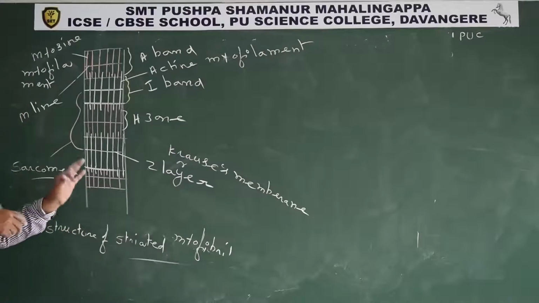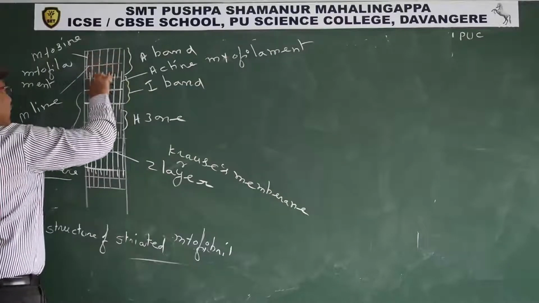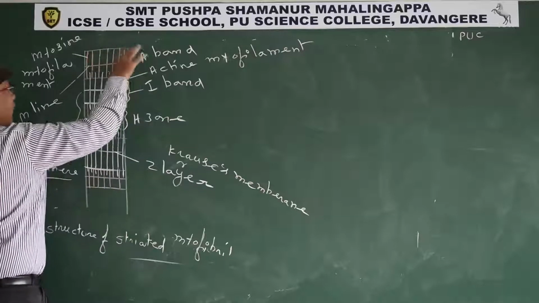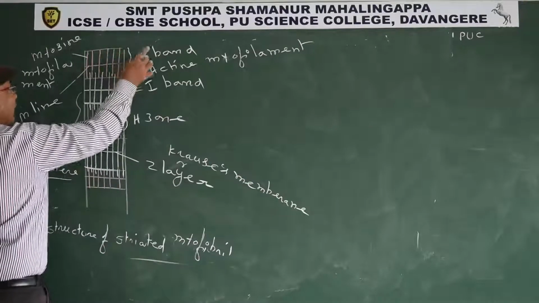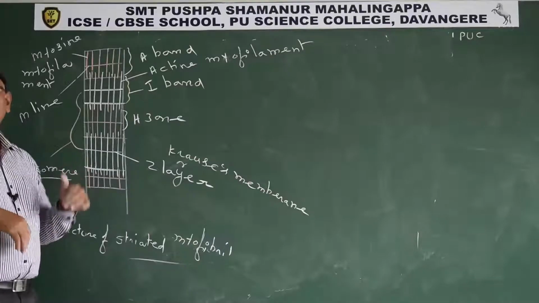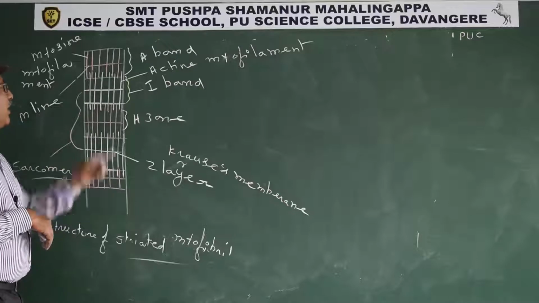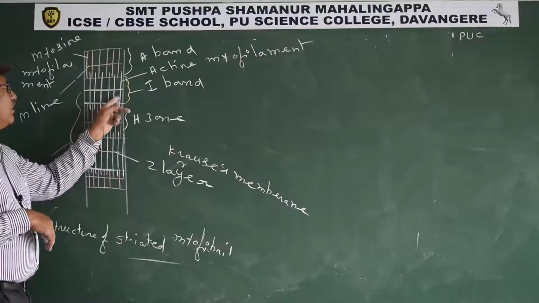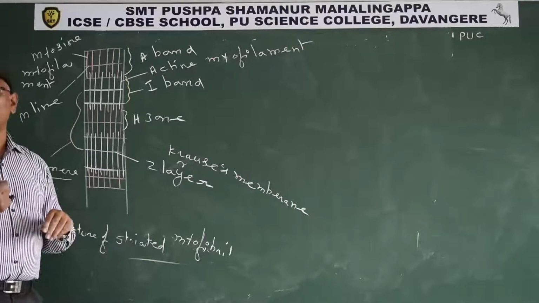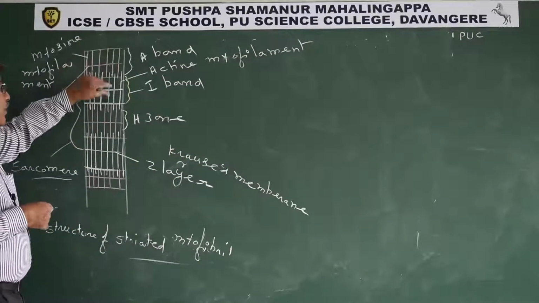So, structure of striated myofibril. In a myofibril, myosin filaments and actin filaments are arranged alternately. The part of the myofibril mainly containing myosin filaments is known as A band or anisotropic band. Light rays are passing through the A band, that's why it is dark. The part containing only actin filaments is known as I band or isotropic band. Light rays are reflected, that's why it is bright. Dark band is A band, bright band is I band.